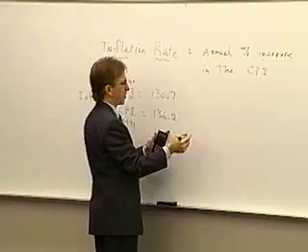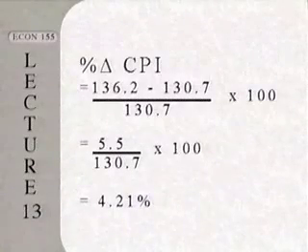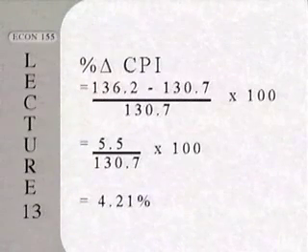And it's a fairly simple thing to say. Let me give you a formula: the inflation rate equals the change, I'm using the delta sign, the change in the CPI divided by the original CPI. Okay, now the change in the CPI, 136.2 minus 130.7 equals 5.5. The index number increased by 5.5 units. The original amount was 130.7.